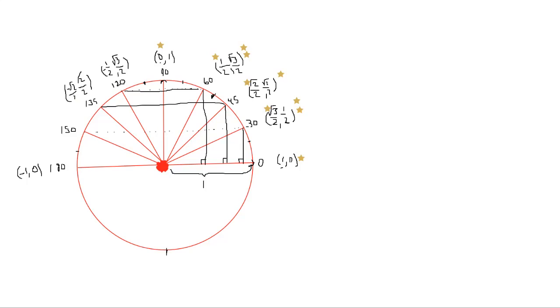So there we go, minus the square root of 2 over 2. And finally, we will do the 150 mark here. And notice that 150 is directly across from 30. So the y value is going to be 1/2. And the x value is going to be opposite, minus the square root of 3 over 2.